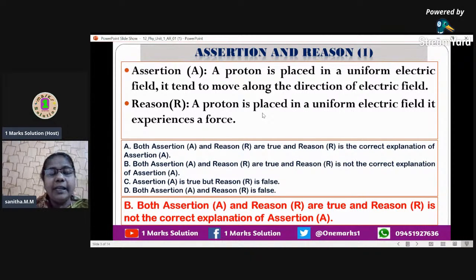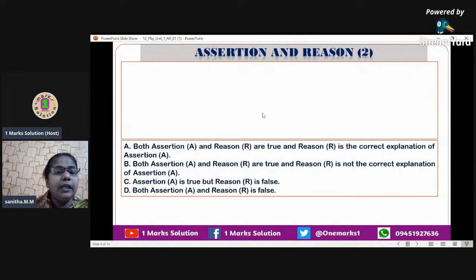B. Why? Because the assertion and reason are correct only. The proton is experiencing a force, but we have to add what is it? The charge is positive also, but it is not written. That is why we can go for the answer B. That means A and B are true, but the reason is not the correct explanation of assertion A. Now we can go for the second question.